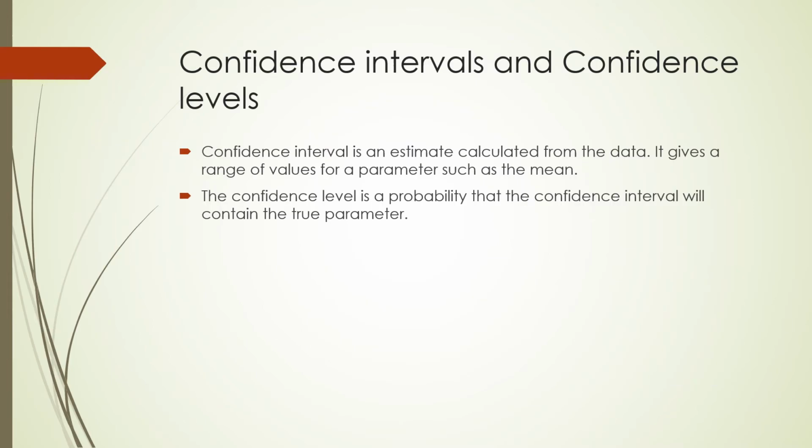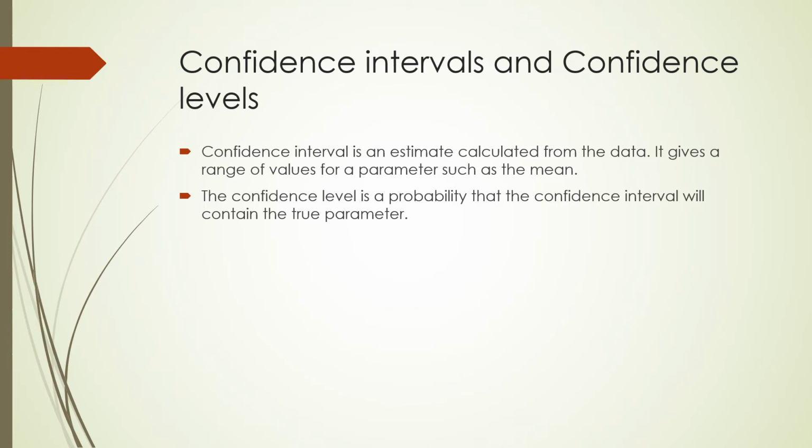Confidence interval is an estimate calculated from the data. It gives a range of values for a parameter such as the mean. The confidence level is a probability that the confidence interval will contain the true mean parameter. Typically, the confidence level is chosen before examining the data. Confidence levels are usually 95%, but you can also have 90% or 99%.